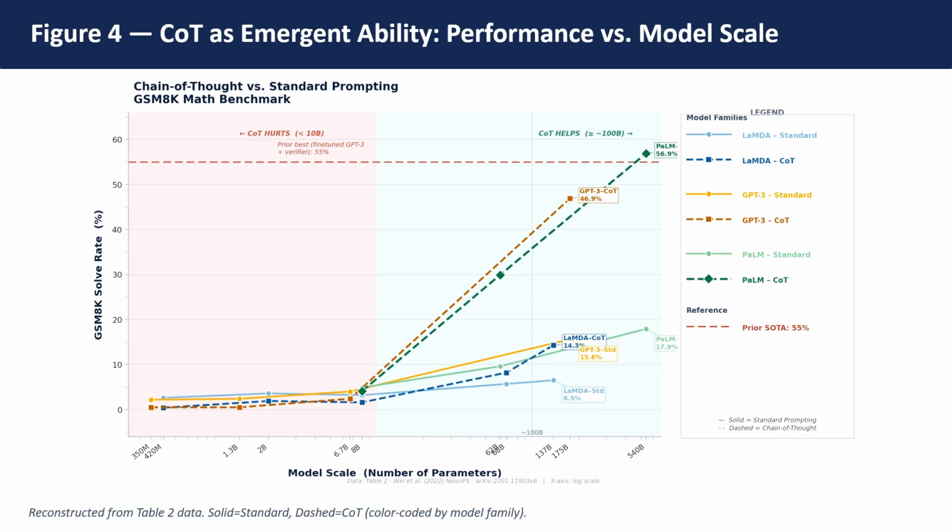This leads to the concept of emergent ability. Emergent ability means a capability that does not exist in small models but suddenly appears at larger scale. So reasoning is not gradually improving, it emerges after a certain threshold of about 100 billion parameters. This is a key insight of the paper, that you cannot predict large model behavior from small model results.